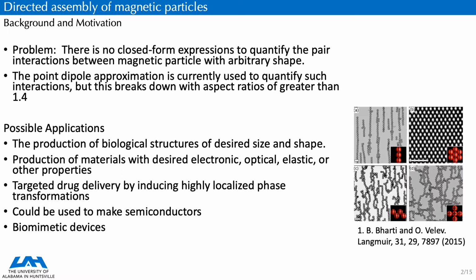Some possible applications of this research include the production of biological structures of desired size and shape, production of materials with desired electronic, optical, elastic, or other properties, targeted drug delivery by inducing highly localized phase transformations, semiconductors, and biomimetic devices.